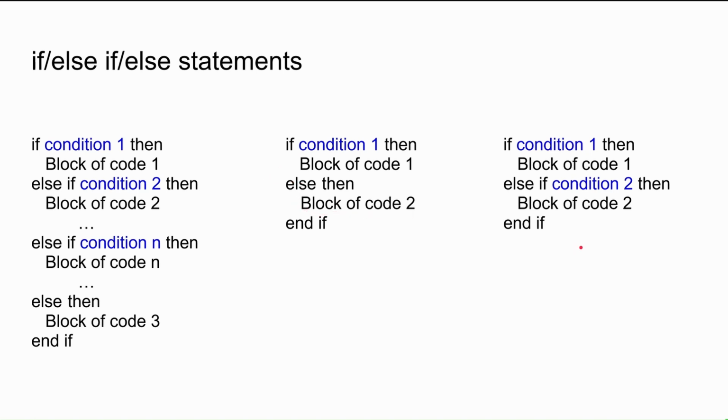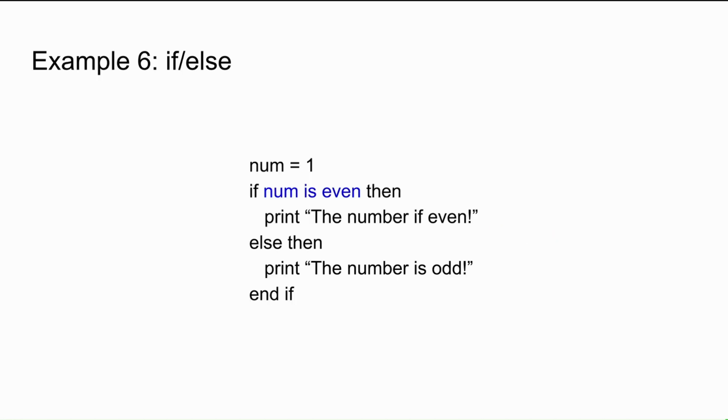And then on the right, we have if condition 1 then, else if condition 2 then, and then end if. So in this case, we are not using the else to catch all other cases. So here, if condition 1 is true, the block of code 1 is executed. Else, so this means that the condition 1 was false, if condition 2 is true, then the block of code 2 gets executed, and then we end the if. Now, let's get into some examples to understand this.